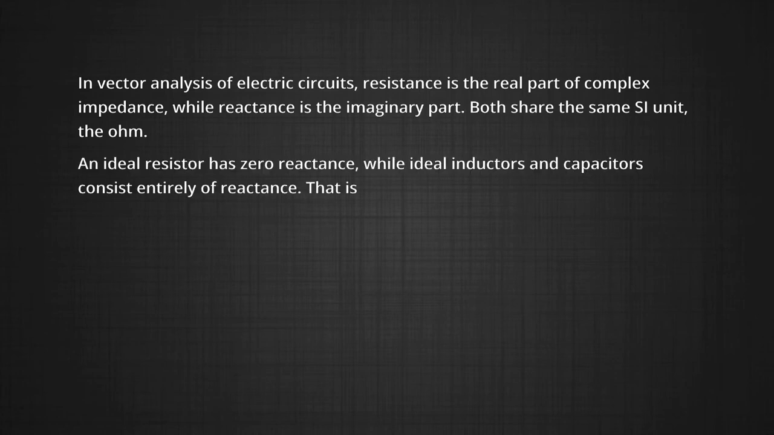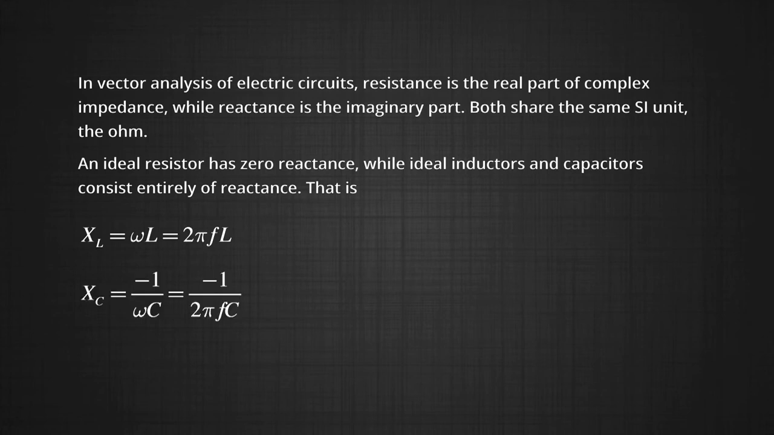An ideal resistor has zero reactance, while ideal inductors and capacitors consist entirely of reactance, that is XL is equal to omega L, which is equal to 2 pi FL, where F is the frequency and L is the inductance. At the same time, XC is equal to minus 1 upon omega C, which is equal to minus 1 divided by 2 pi FC.